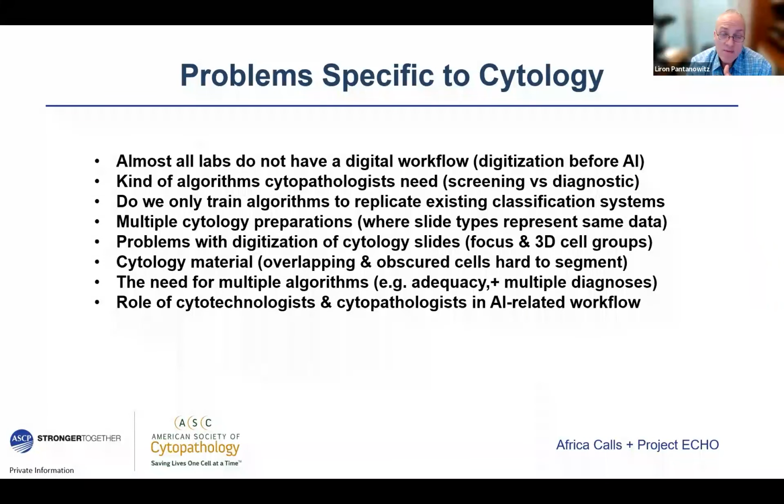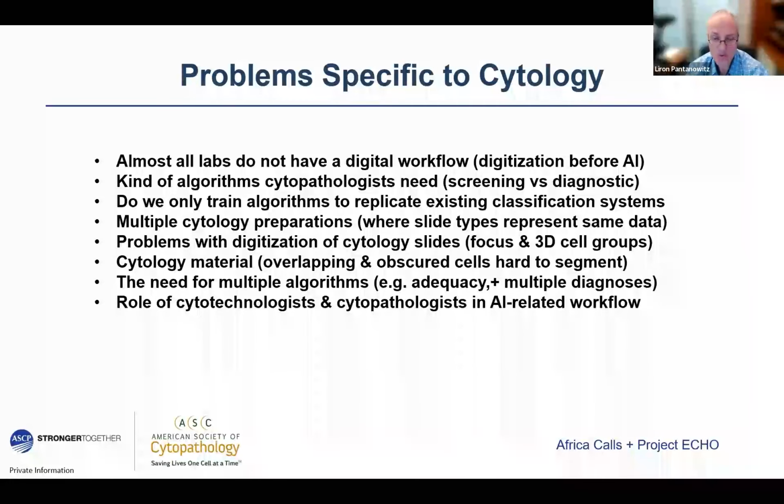But it becomes even harder to build an AI algorithm due to some nuances in the field of cytology itself. And here are some points that you should be aware of. Even if you have AI, almost all labs do not have a digital workflow. And you really can't do AI unless you do digital first. You can't build AI, and you can't even deploy AI. Next is, it's not quite clear how these algorithms should be used. What algorithms do we really want? Do we just need help with screening, or do we actually need help to screen and interpret so we can make a diagnosis on a case?